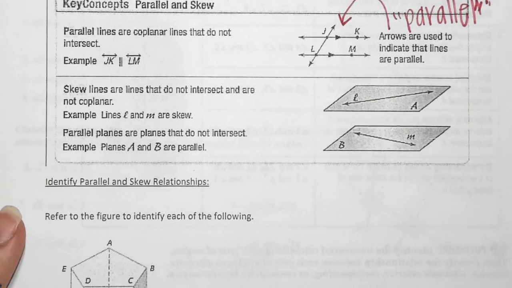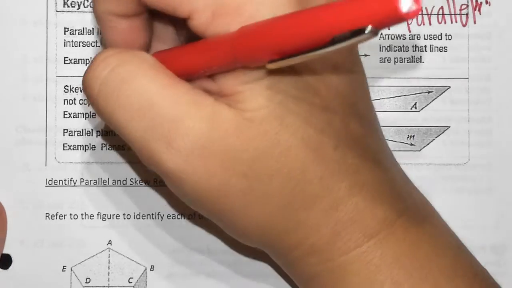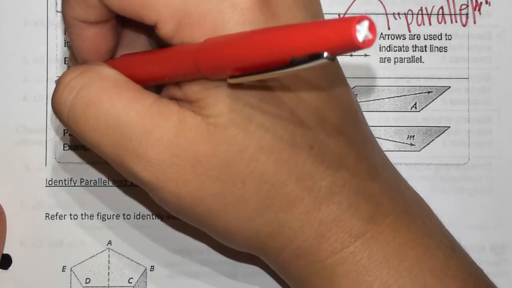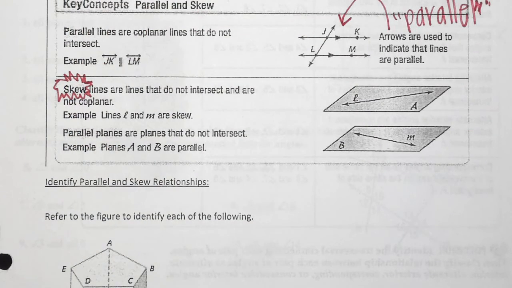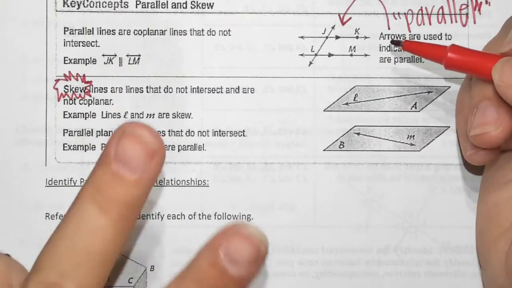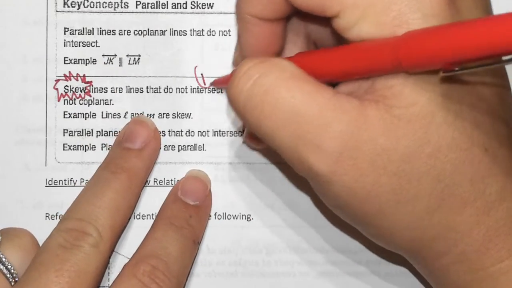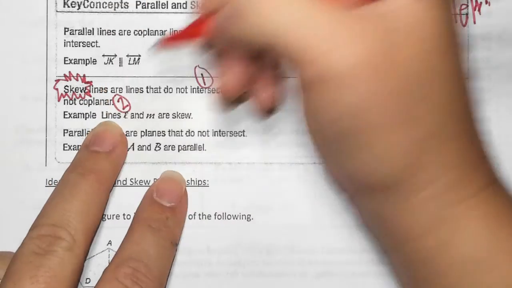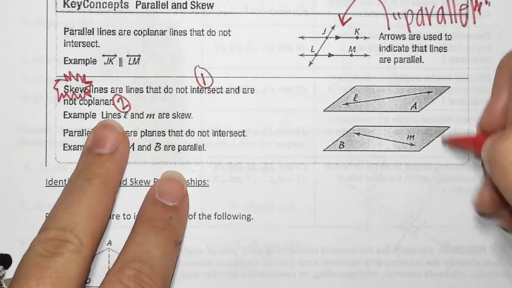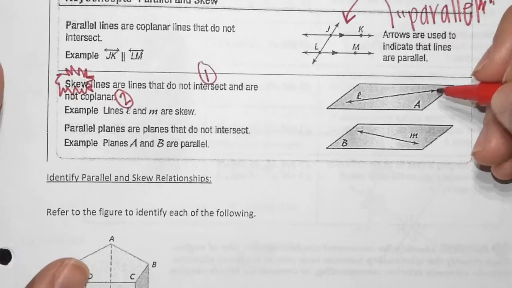Okay, now there's this word. It's kind of a weird word. It's called skew. There's 2 things that make a line skew. If it does not intersect another line, and if it is not coplanar. So 2 things we have to look for each time. Does it intersect? Is it coplanar?